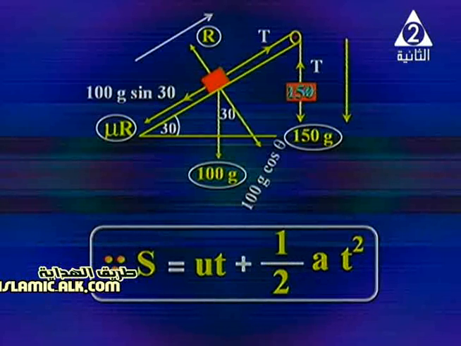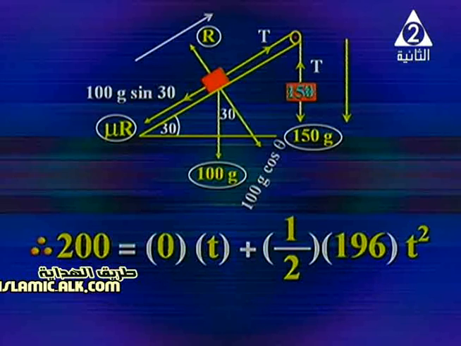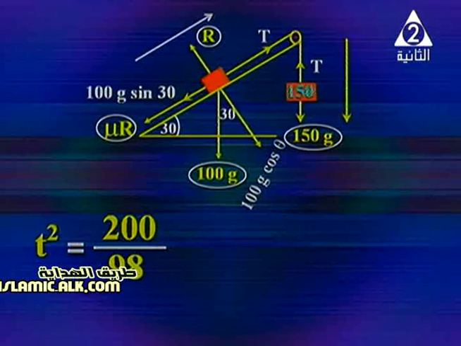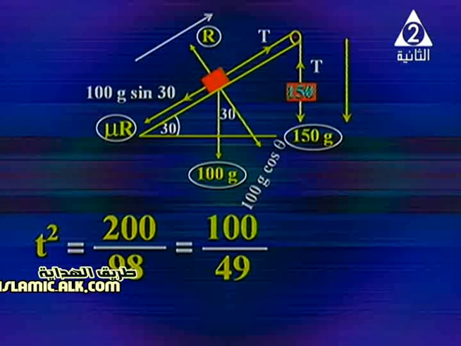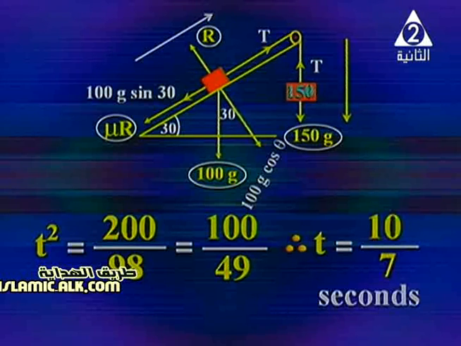After that, we use the second law of Newton: s equals initial velocity u t, or v naught t, plus half a t square. Distance is 200, initial velocity 0, acceleration 196. To find the value of t, then t squared equals 200/98. After that, we find the value of t by using square root, equals 10/7 second.